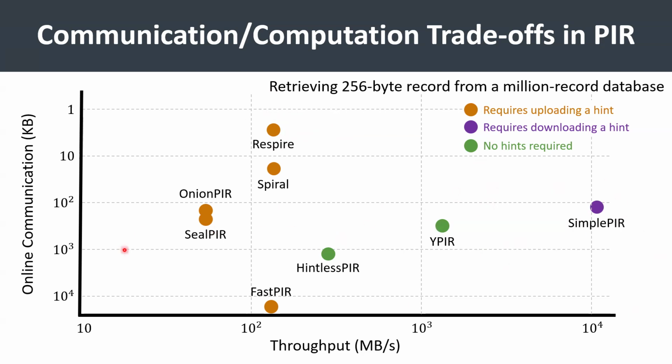So currently, we don't have anything that has high throughput and low communication. That's a fascinating open question and something that we are still thinking about here. But that's what the trade-off looks like for modern PIR protocols.